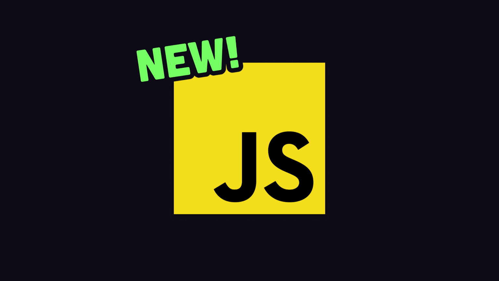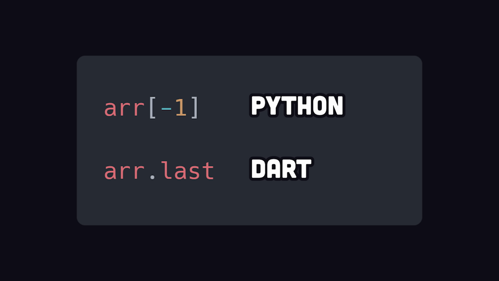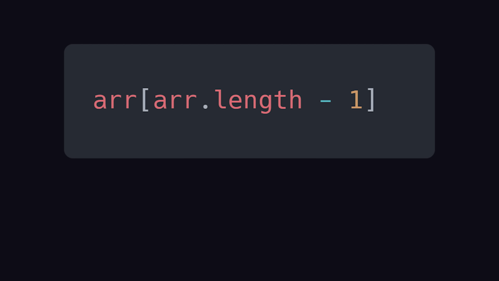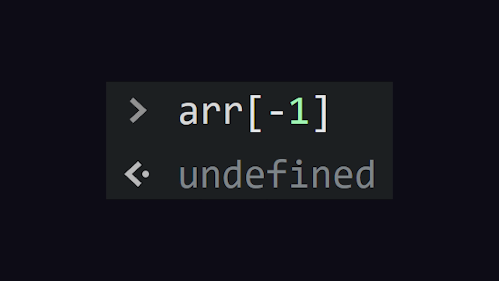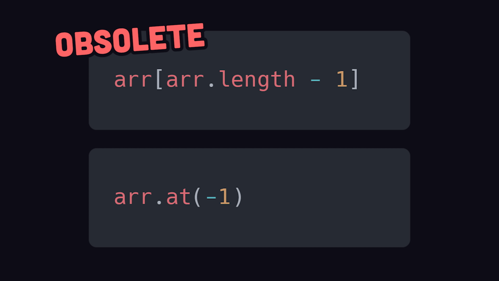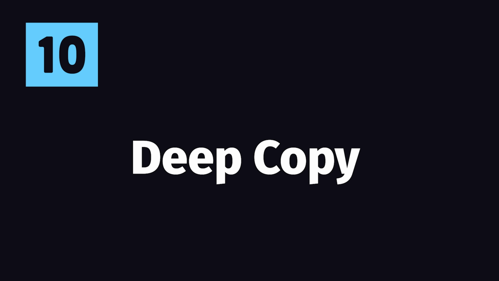But now it's time to talk about some new JavaScript features, like array at. If you come from a language like Python, or most other languages for that matter, you might find it absurd that to get the last element in a JavaScript array, you have to take the array length and subtract 1. You can't just use -1 or last, until now, because at makes this code obsolete. Now we can just say at -1 to get the last element, or second to last with -2. That's pretty cool, but deep copy is even more useful.